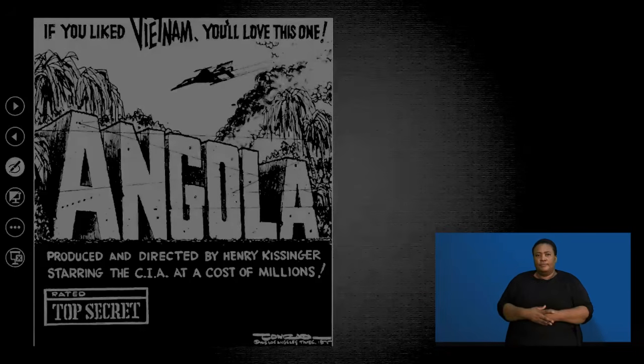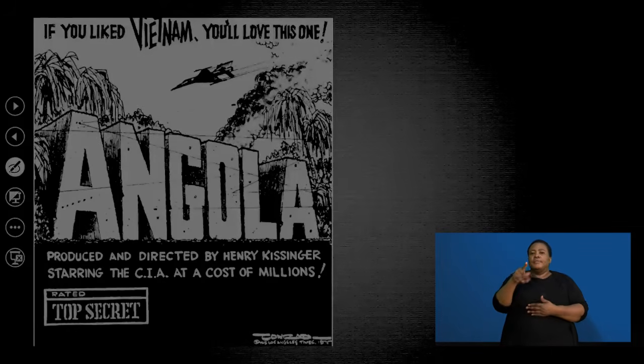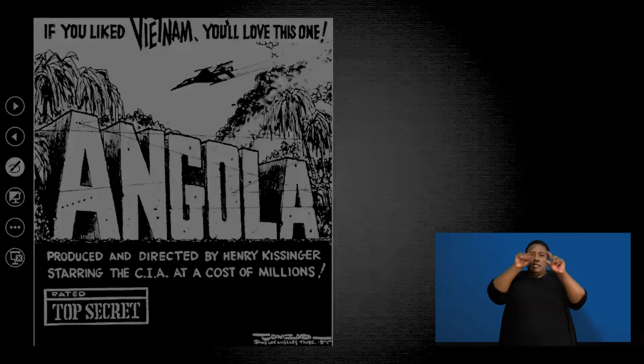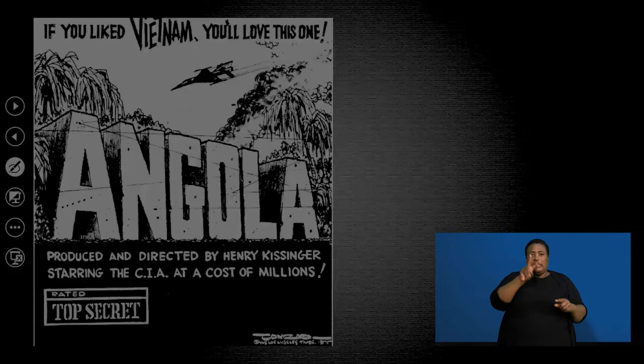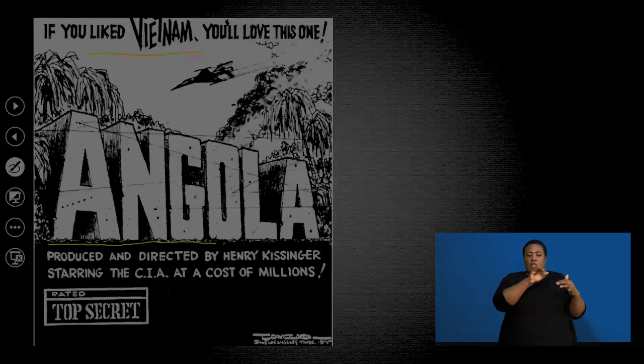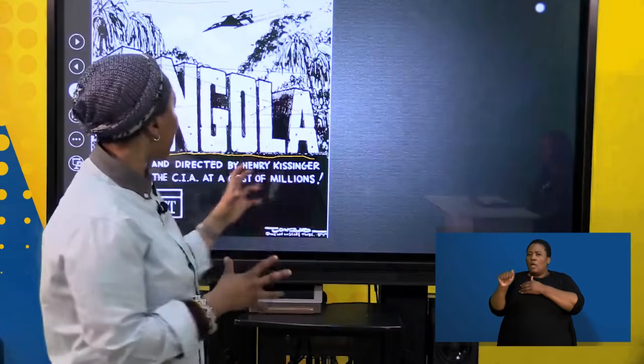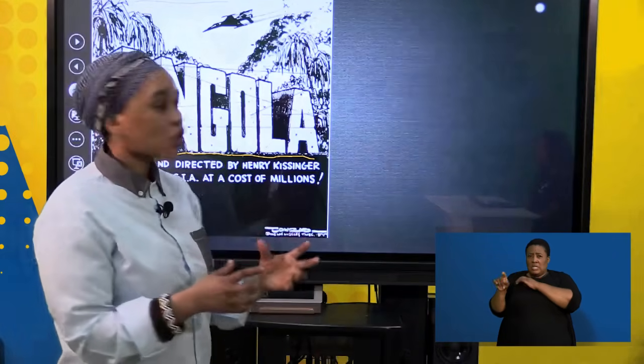Okay, so let's look at our example here. So you can see this is a cartoon, and there is the text, as I said before, that it's very important to look at the text. It says, if you liked Vietnam, you'll love this. So already you can see that there is a comparison here between the war in Vietnam and the war in Angola. And you can see the word Angola is written in big letters. These letters are in your face.